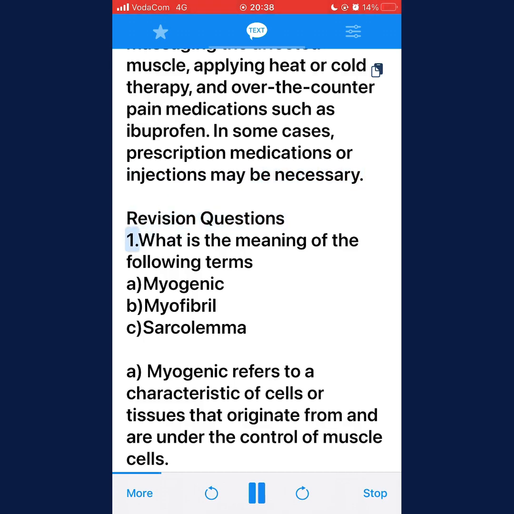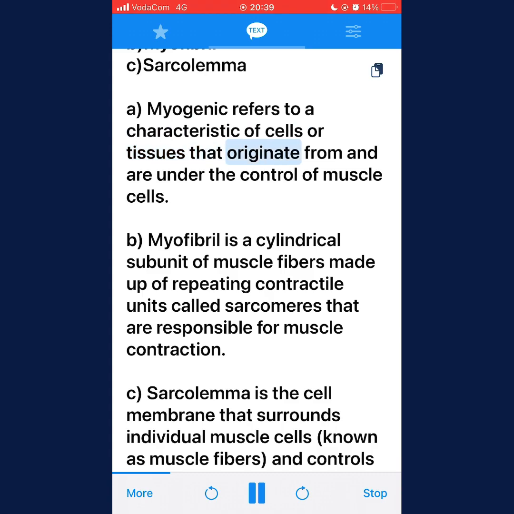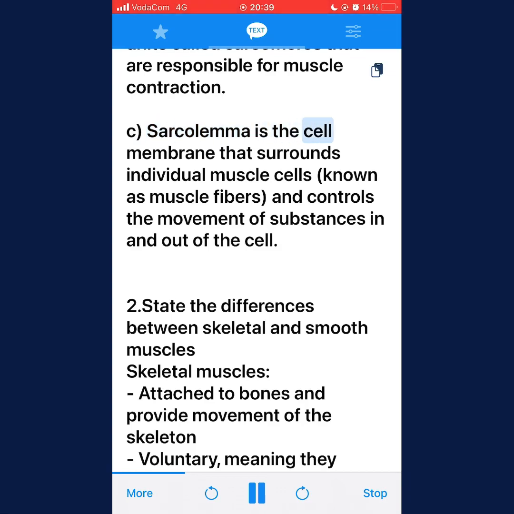Revision questions. 1. What is the meaning of the following terms? A. Myogenic. B. Myofibral. C. Sarcolemma. A. Myogenic refers to a characteristic of cells or tissues that originate from and are under the control of muscle cells. B. Myofibral is a cylindrical subunit of muscle fibers made up of repeating contractile units called sarcomeres that are responsible for muscle contraction. C. Sarcolemma is the cell membrane that surrounds individual muscle cells, known as muscle fibers, and controls the movement of substances in and out of the cell.